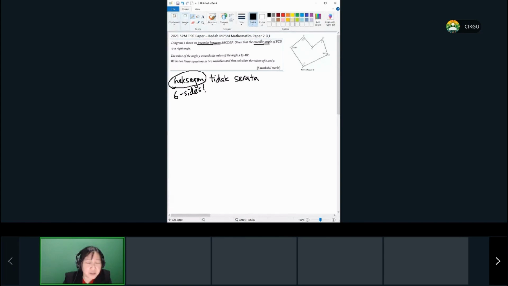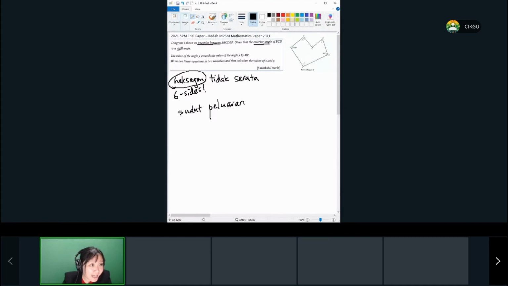Exterior means outside. In Malay, it's called sudut peluaran. Luar is outside. So sudut peluaran. Okay, exterior angle. You see, the angle outside really is 90 degree.